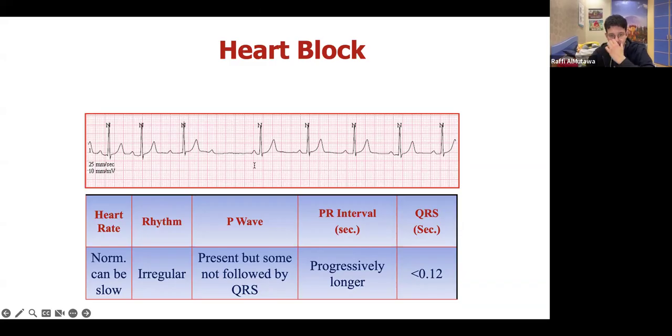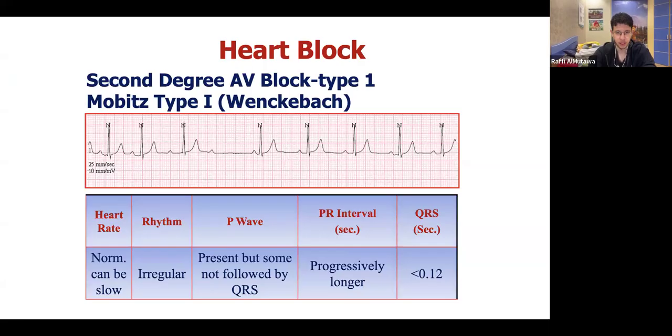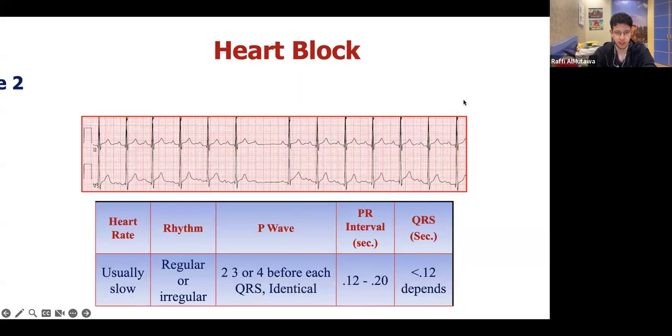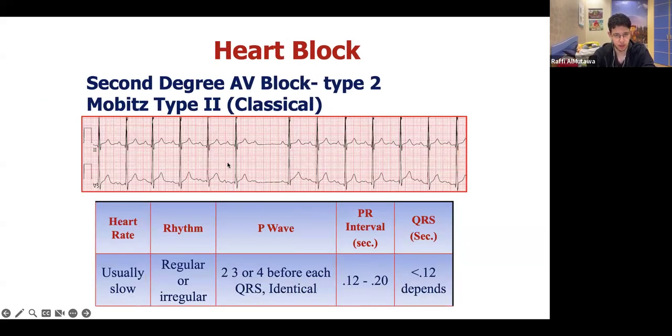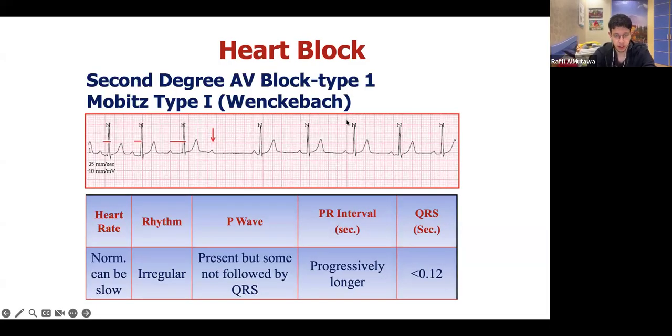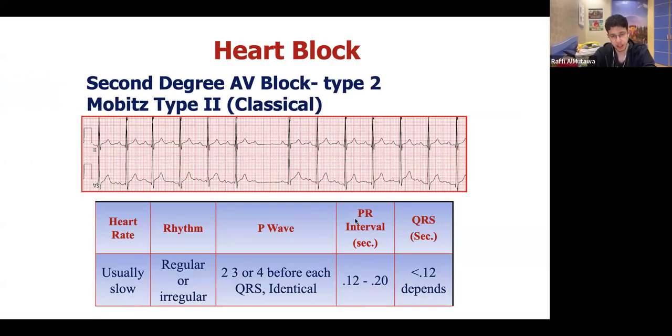So yeah, progressive prolongation of PR until a QRS drops. Absolutely. Whereas Mobitz 2, the PR is the same. And they also call this Wenkebach. Yeah, over here, this is what you guys were talking about. The PR didn't change and a beat drops. So they consider it classical. This is a lot more dangerous than this type over here. This one, like I said, you might even need to put a pacemaker for these patients.